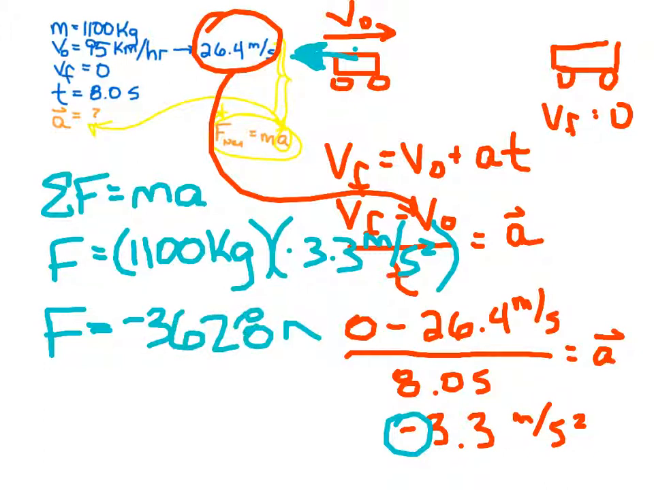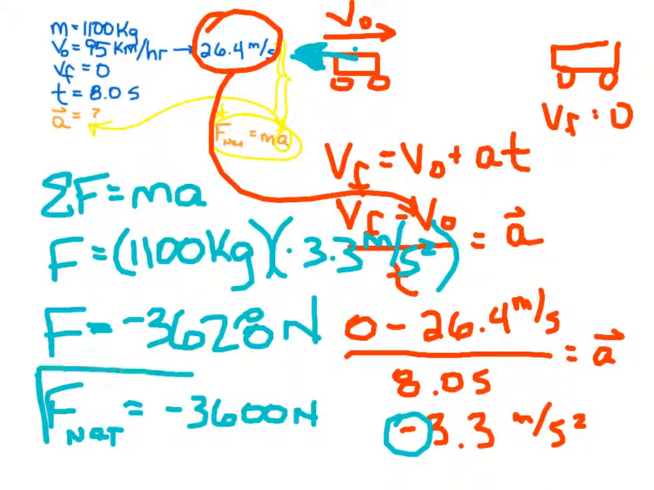3,628 newtons. I am going to have to deal with significance here. I should truncate this down to 2 sig figs, and so my final net force is going to be negative 3,600 newtons. And I can box that in and call it a day.